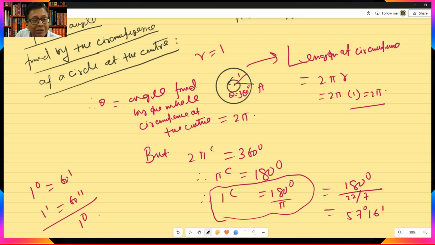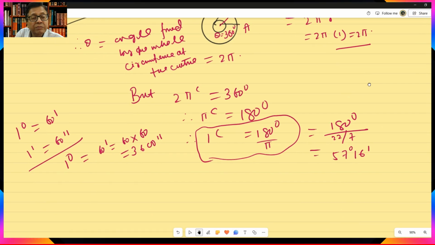So 1 degree is how many seconds? 60 minutes, that is 3600 seconds. Clear? So we have done that with the help of this concept: 1 degree is 60 minutes, 1 minute is 60 seconds.